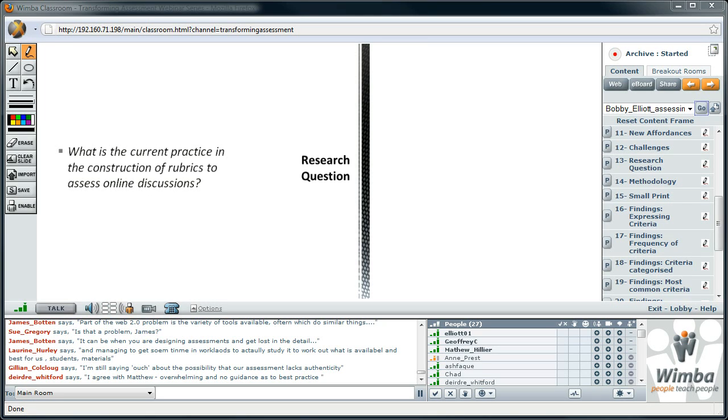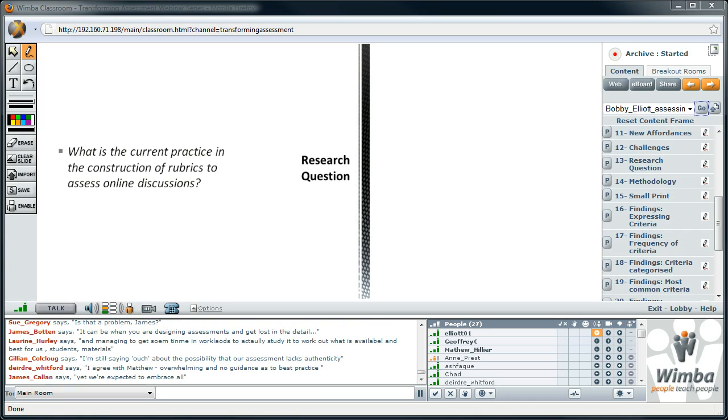Okay, so my research question was, what is the current practice in the construction of rubrics to assess online discussions? So I was trying to find out the quality, the standards that are used, the commonality, if any, of the rubrics that are in current use.